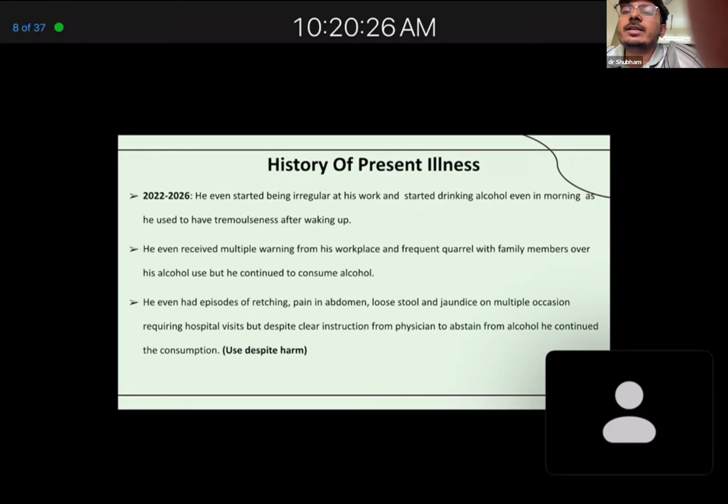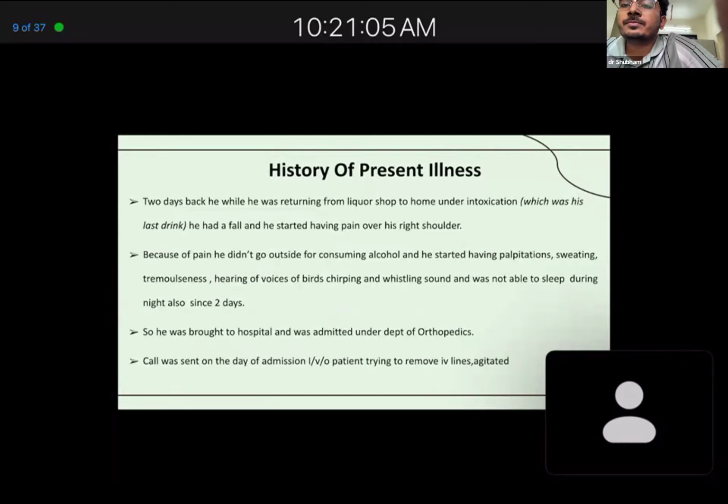In the year 22 to 26, he even started being irregular at his work, started drinking alcohol even in the morning, as he used to have tremulousness after waking up. He even received multiple warnings from his workplace, as his wife reports, and had frequent quarrels with family members, particularly his wife, over his alcohol issue. But he did not stop drinking alcohol. He even had episodes of retching, pain in abdomen, loose stools, nausea and jaundice on multiple occasions, requiring hospital visits here and there, but not requiring admission. And despite clear instructions from the physician to abstain from alcohol, he continued the consumption.